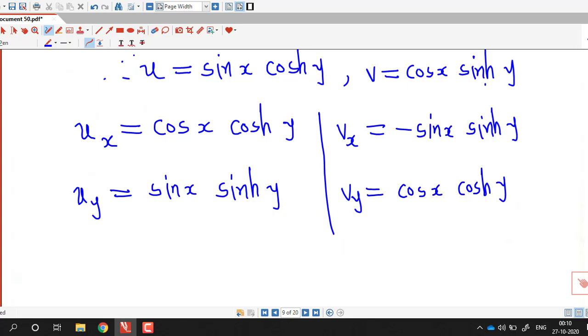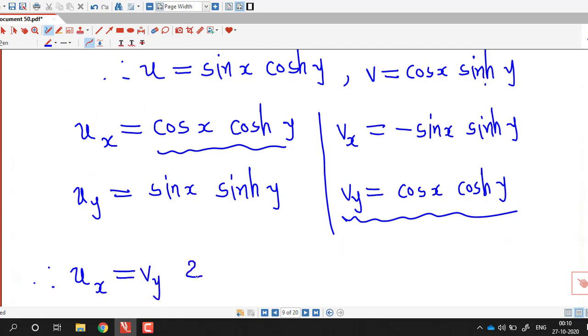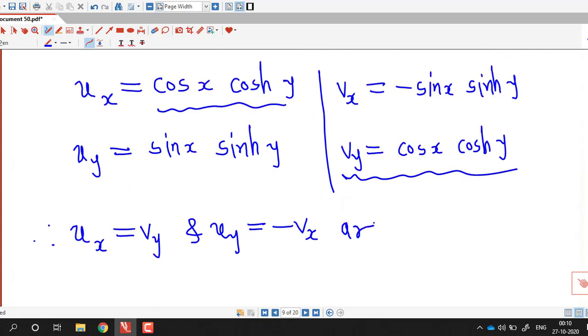Now you can observe here del u by del x and del v by del y are equal at each point in the complex plane. Similarly, u y and v x are negatives of each other. Therefore, del u by del x equal to del v by del y, and del u by del y equal to minus del v by del x, are satisfied at each point in the complex plane.